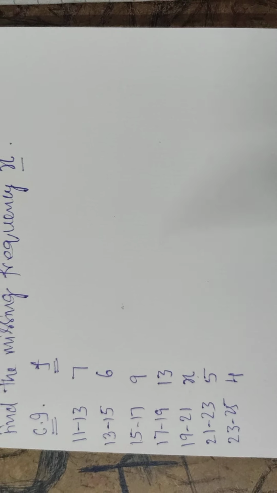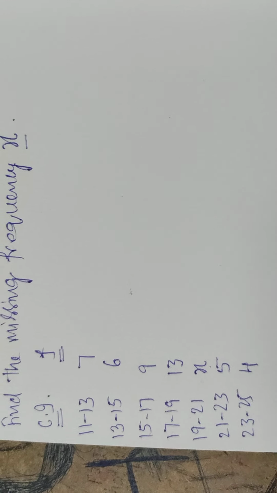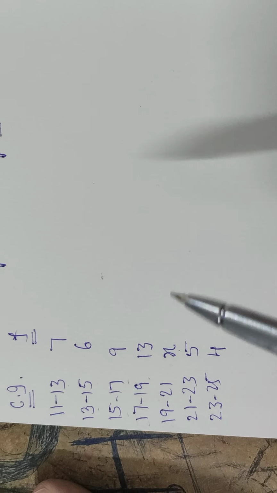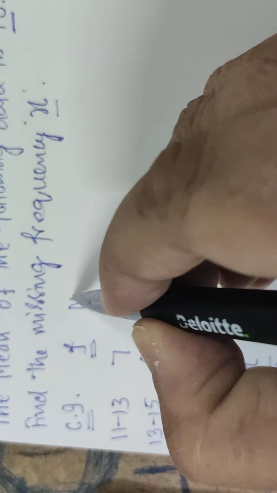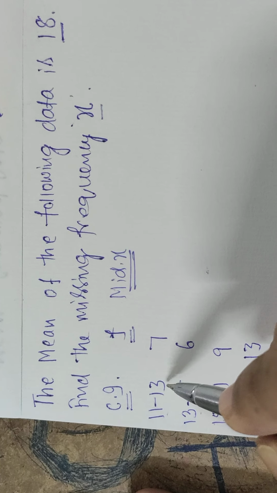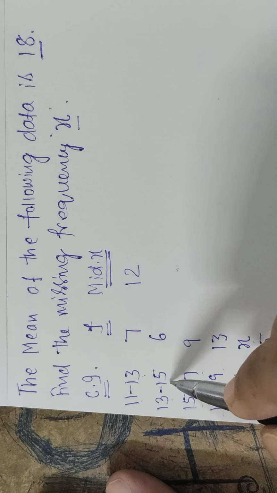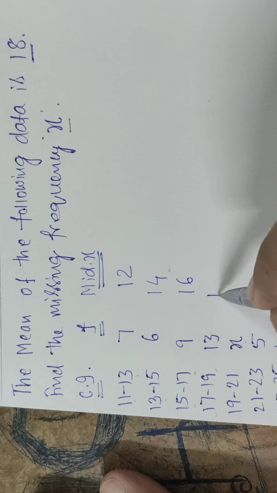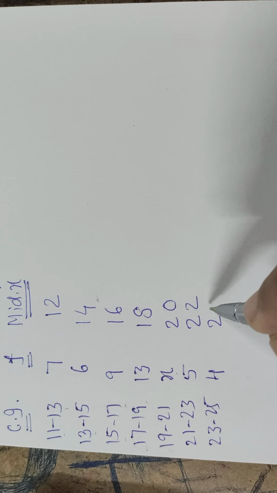This problem we can do by the direct method also, but if you go for the step deviation method, it will be very easy. First, look at the data, it is continuous. If the data is continuous, there will be very minimum calculations. Now the first column to be opened is mid x. So 11 and 13, 11 plus 13 is 24, by 2, 12. Now 13 and 15, the mid value is 14, 16, 18, 20, 22, 24.